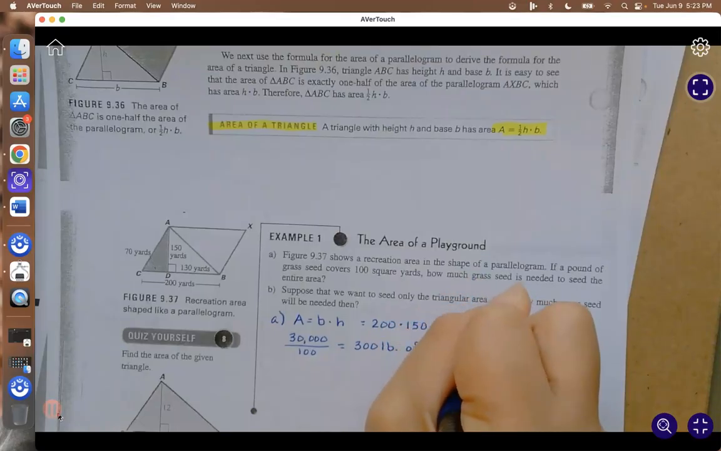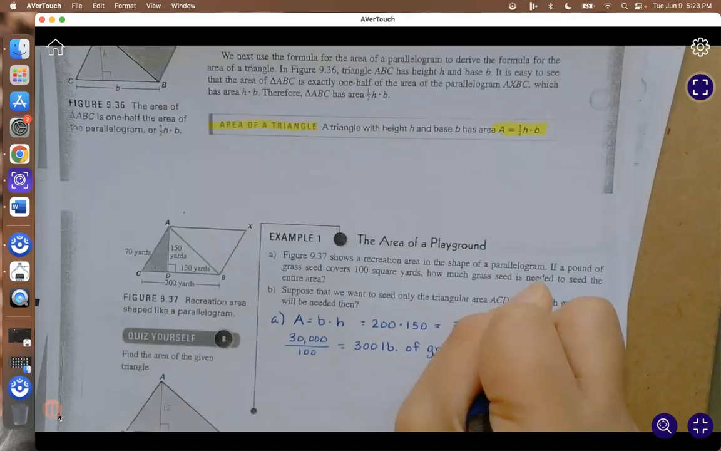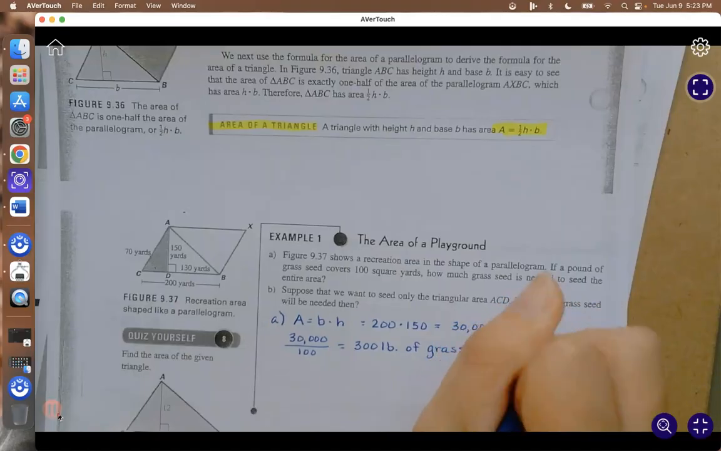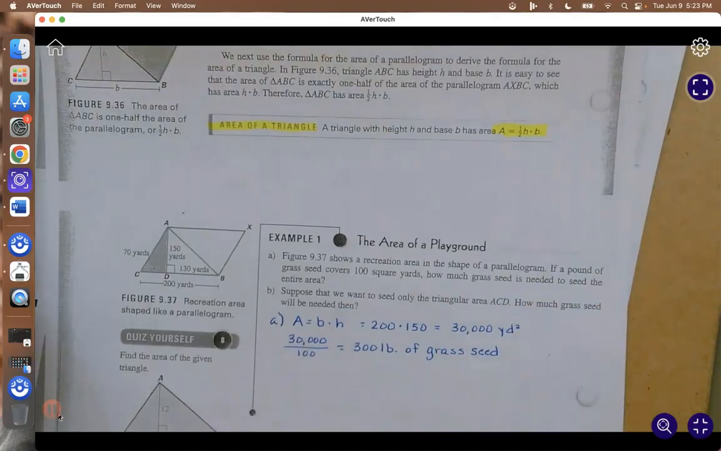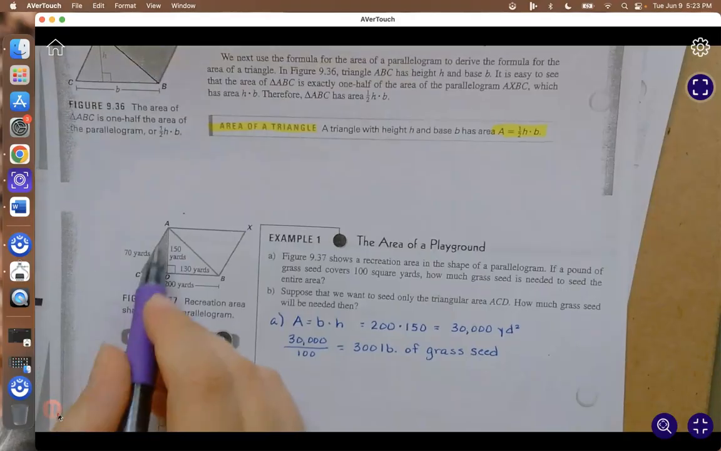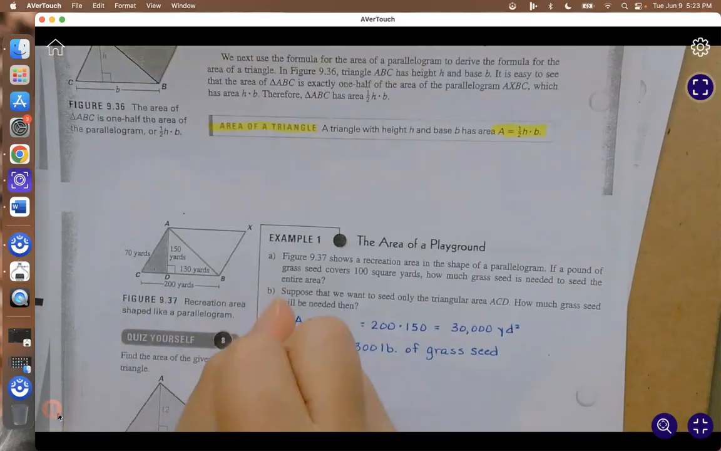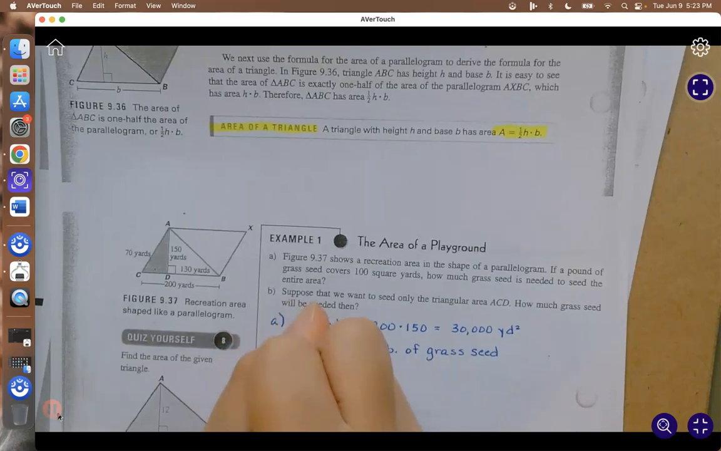So let's say that the school goes, no, you're not getting that much money. We're not doing that. They're like, you're on a budget. So we go, okay, what if we only do this little area with grass? And they said, okay, cool. So let's figure out that one.